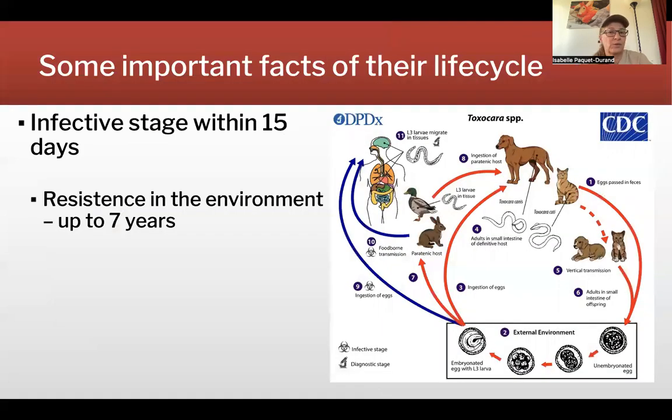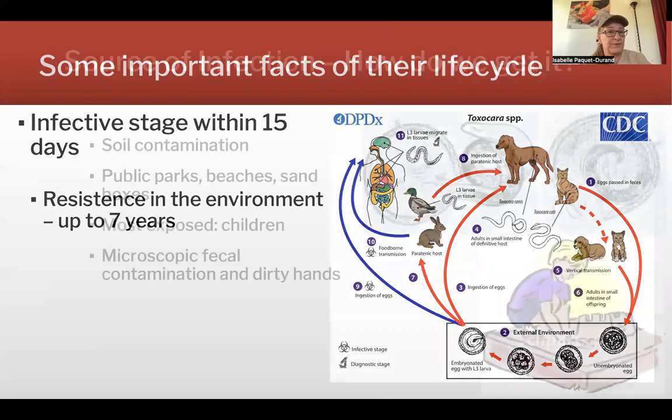In the life cycle, we could talk a whole presentation about. Important things in the life cycle is that these eggs that are shed into the environment require a time to become infectious so that they can then infect the next host, yet they can survive up to 7 years in the environment and still be infectious, which makes the environment play such a crucial role in the transmission of this disease to humans as well as other hosts.